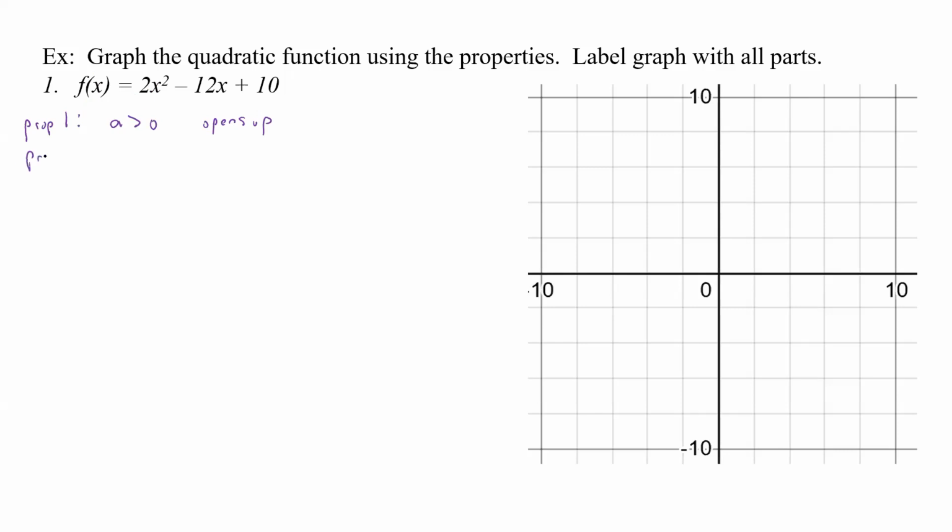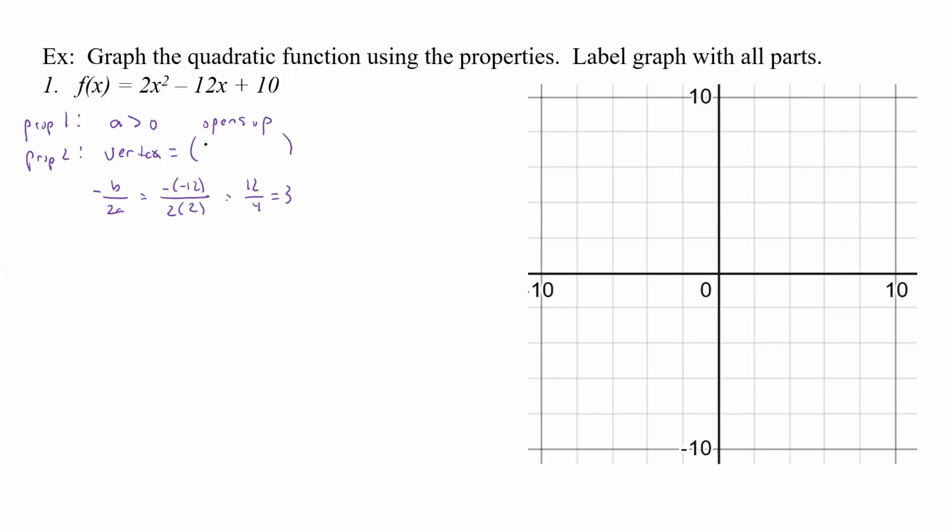So that's our first thing. Then we have property 2. Well, what does property 2 say? Well, that's when we're finding the vertex. So what is our vertex going to be? Well, it's going to be some ordered pair. And so first we have to find the minus b over 2a. Well, minus b, so it's going to be a minus 12 all over 2 times a, which is 2. So that's going to be 12 over 4, which is 3.